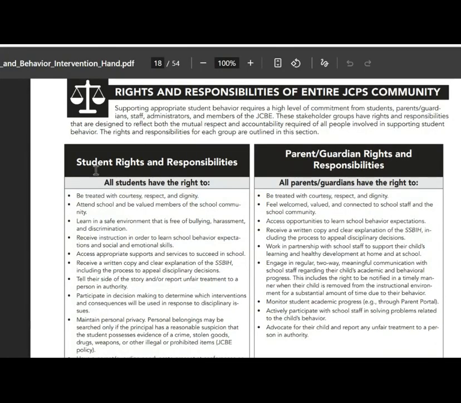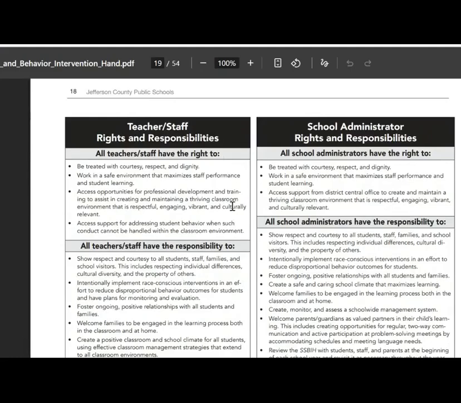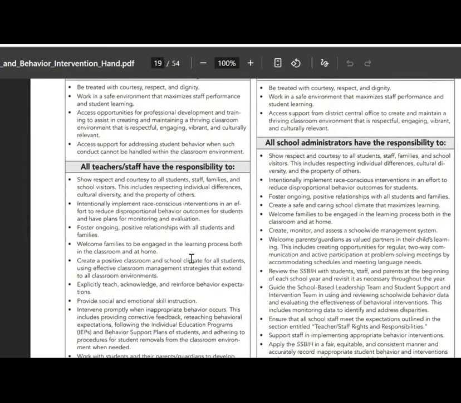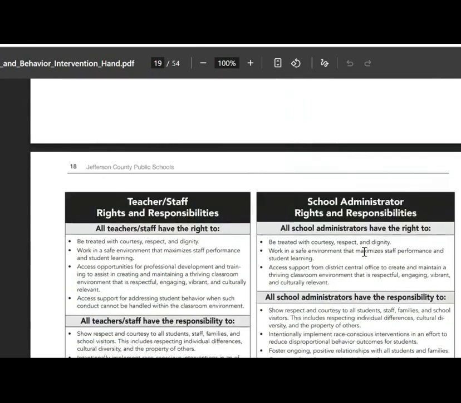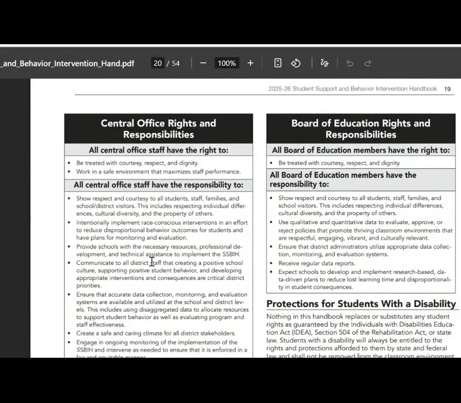Okay, so you have your students' rights and responsibilities, the parent or guardian rights and responsibilities. But as educators, we also have rights and responsibilities. So we want to be sure that you're clear on these, what we have the right to, but also what we have responsibility to. So sometimes when families are asking things of us, we need to also know the responsibility that we have to them. Here you will also find that for your administrators, central office staff like myself, and then also board of education.